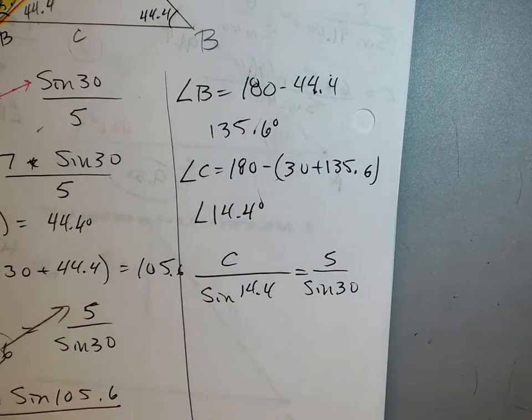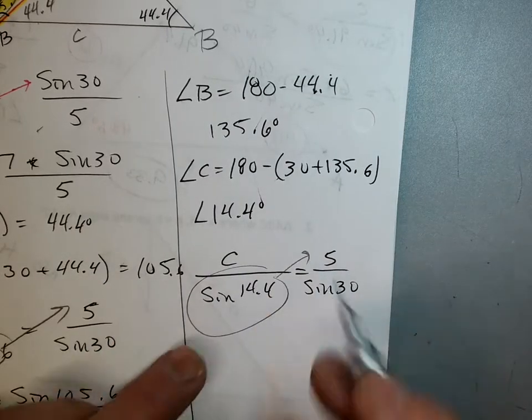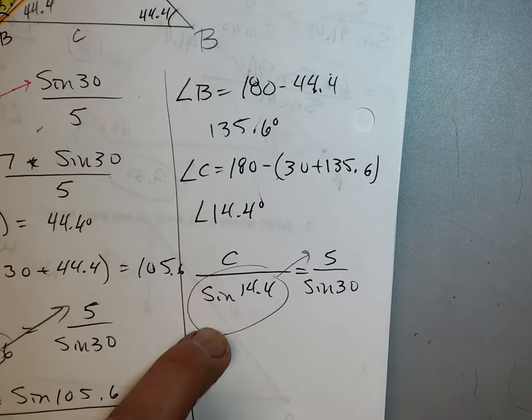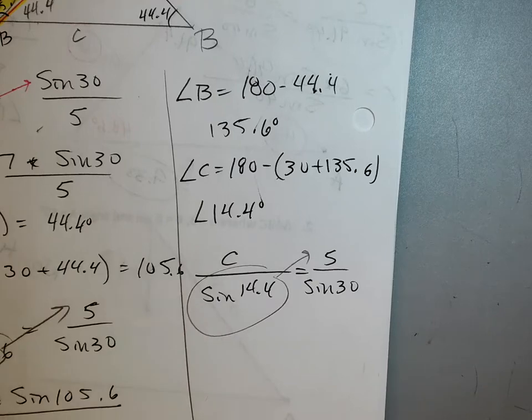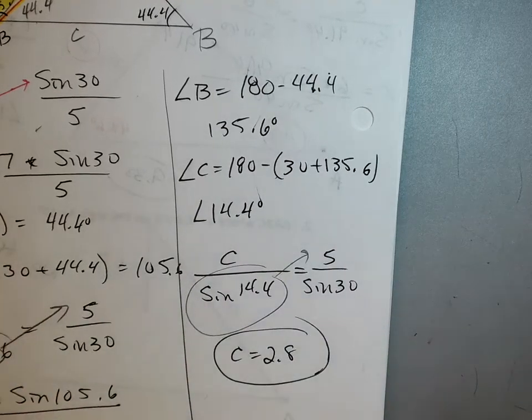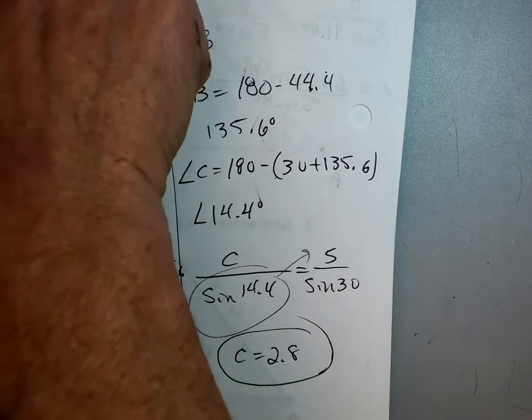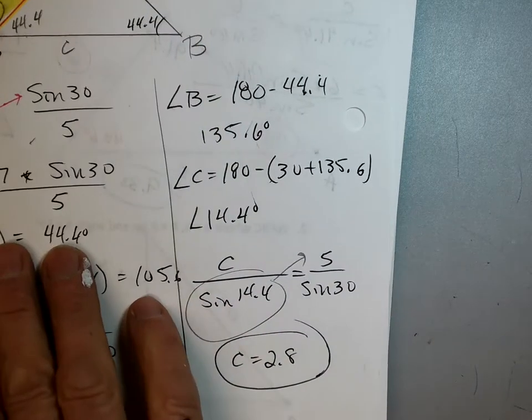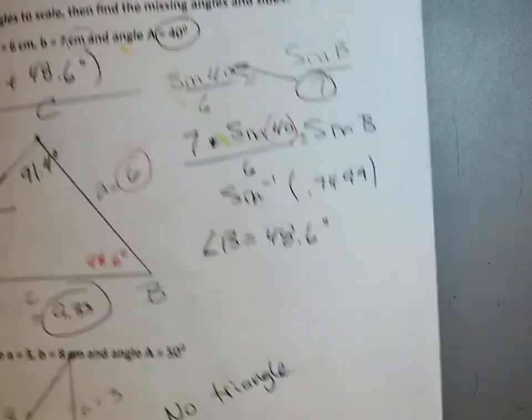So I'm going to multiply up. I'm going to go 5 times the sine of 14.4, close the parentheses, divided by sine of 30, and I get an answer of about 2.48.